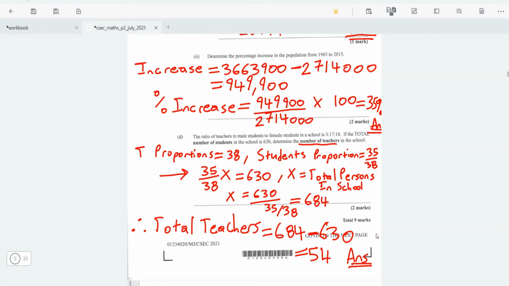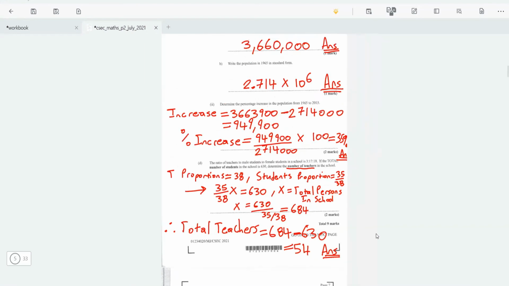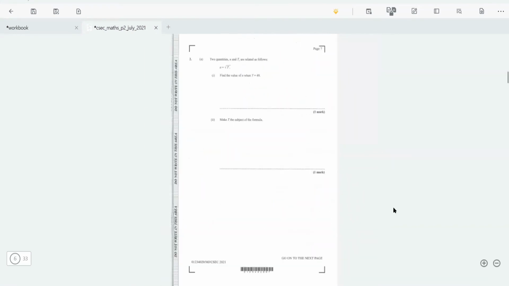Nice. And that takes care of question number 1. There are 54 teachers in the school. Nice. Okay, lovely. Let's move on to question number 2.